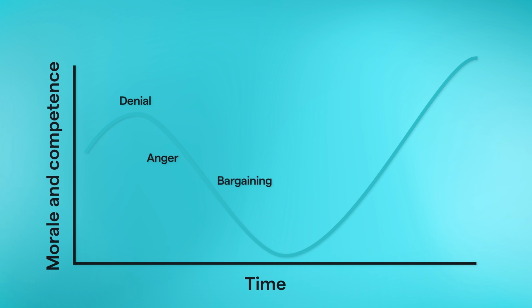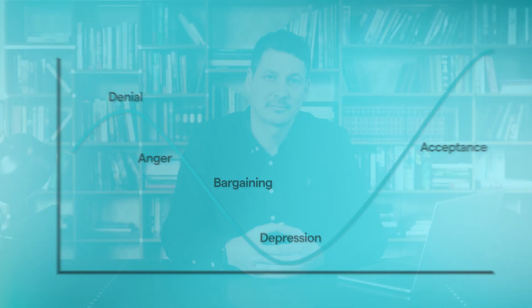Bargaining. During the bargaining stage, employees try to get the best possible solution out of the situation or circumstance. And then depression. When employees realize that bargaining is not working, they may end up getting depressed. Some of the symptoms include low energy, non-commitment, and low motivation. And finally, acceptance. When employees realize that there is no point in fighting change anymore, they may finally accept what is happening and may begin to resign to it.